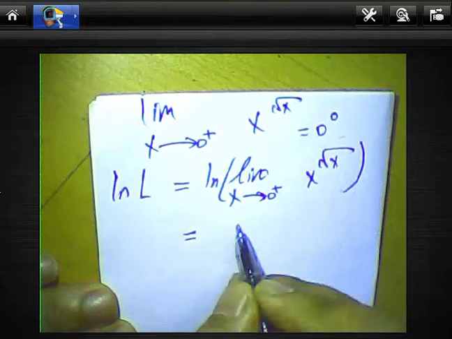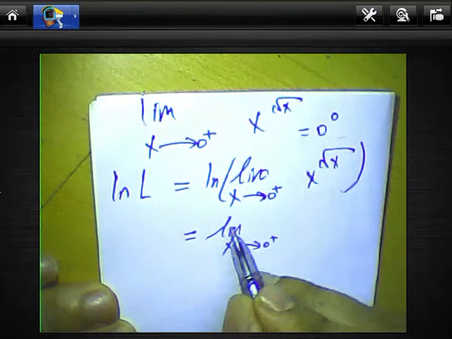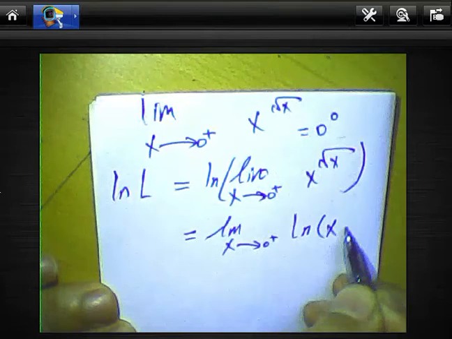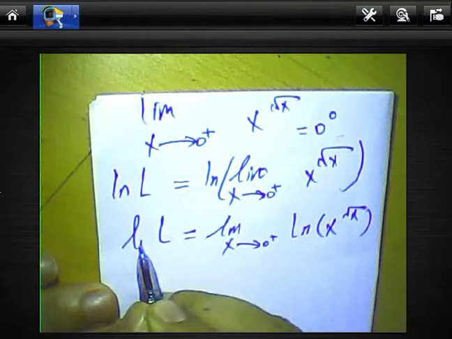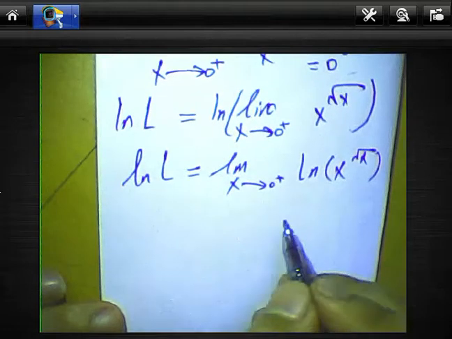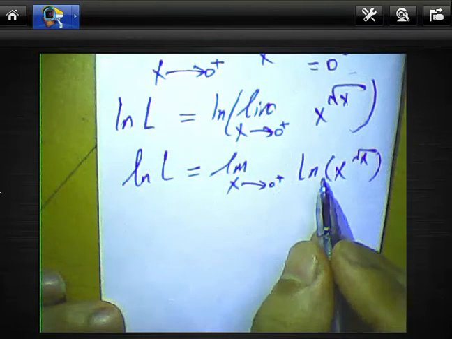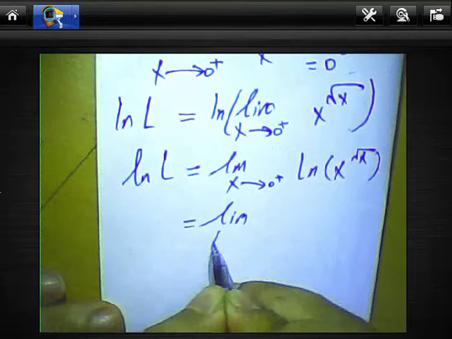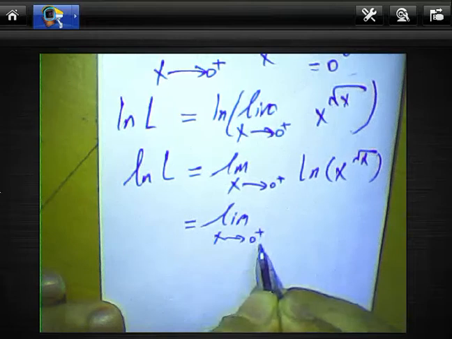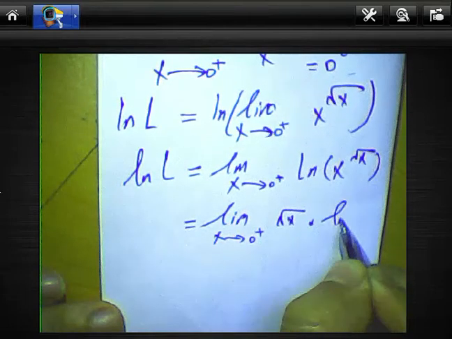We can write the limit when x approaches 0 plus of ln of x to the power root of x. ln L equals this number. We can drop root of x outside, using the properties of ln. Okay. So the result will be the limit when x approaches 0 plus of root of x multiplied by ln of x.